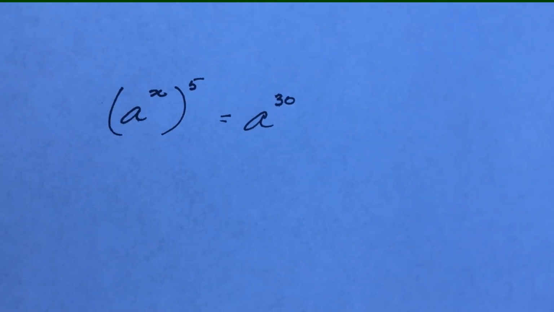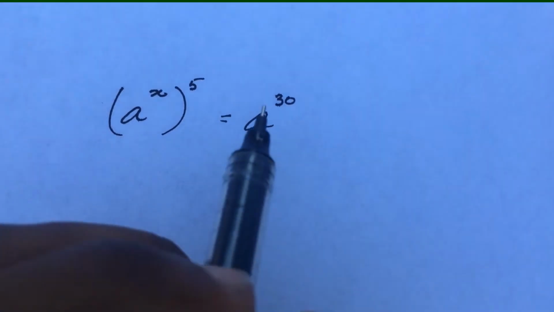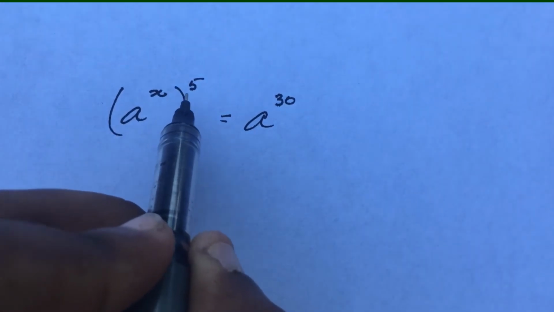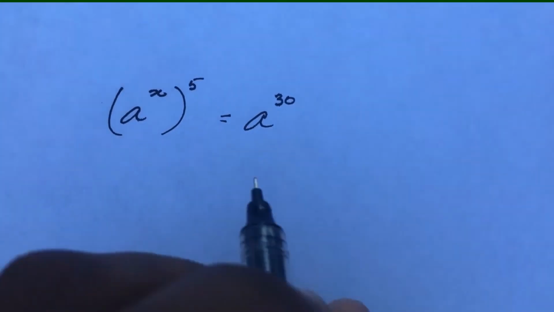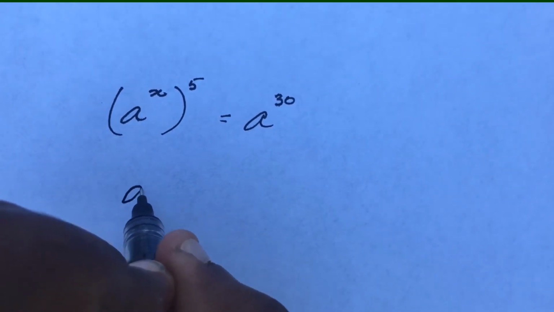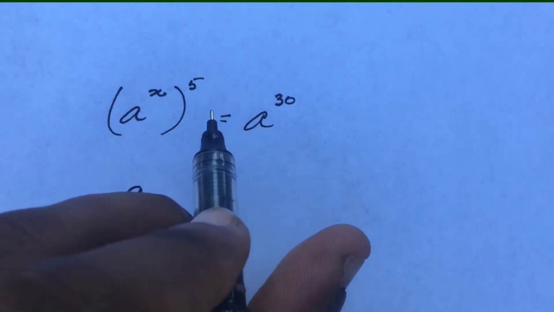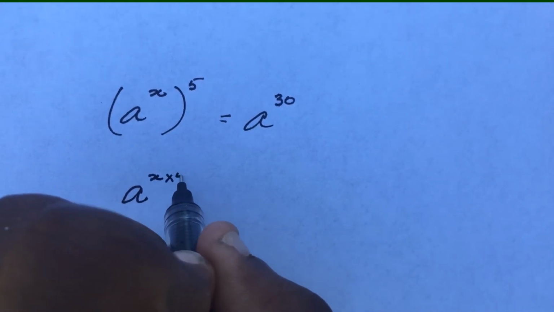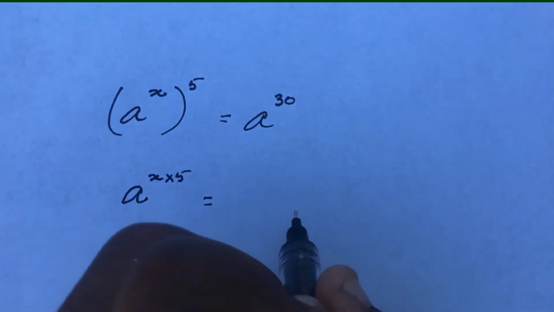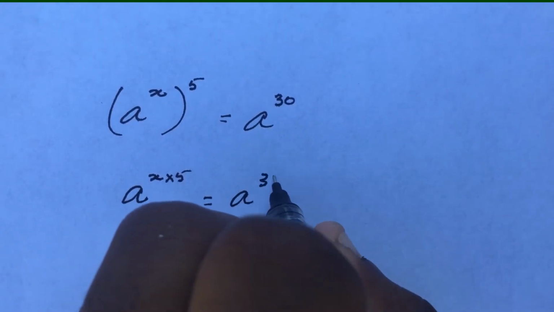Let's look at this example. It seems hard and difficult, and oh gosh, why does sir have to give you this? But when you think about it, it's very easy. Now remember, once we have a power being raised to another power, we simply multiply the powers. We keep the base and multiply the powers. So a^x to the 5 is simply a to the x times 5, and that should be equal to a to the 30.